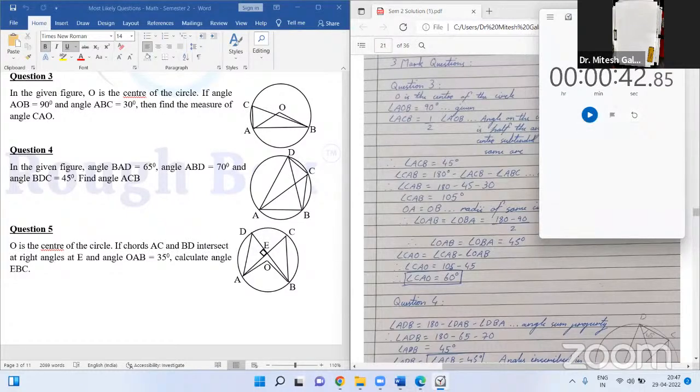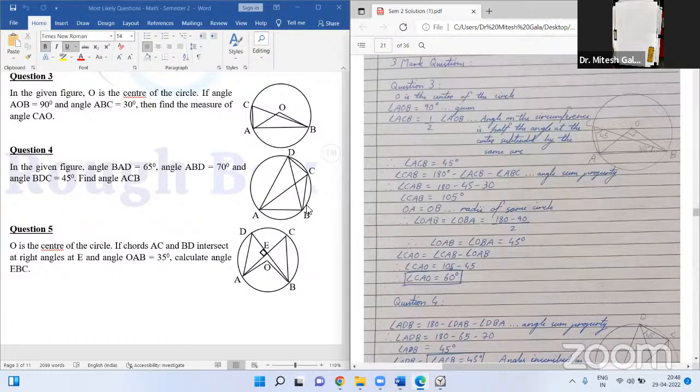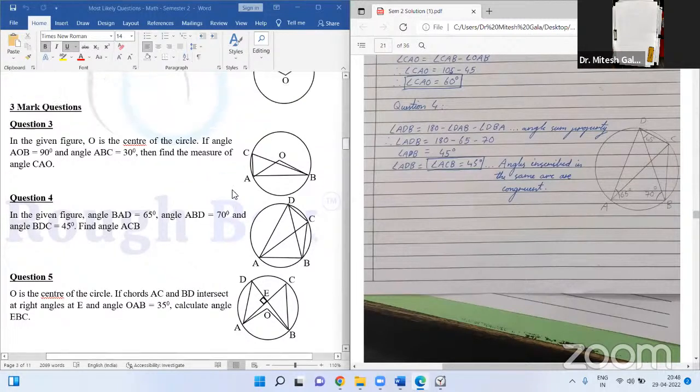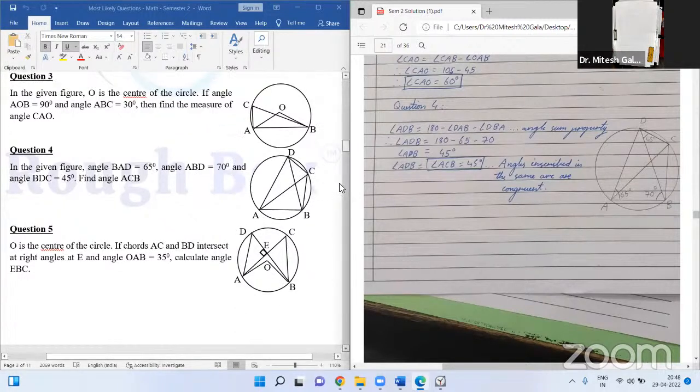Okay, let's look at the solution. So what's given is BAD, which is 65. Then ABD is 70. And your target is to find ACB. BDC is already given to you as 45. Then you can find this angle by the angle sum property and then directly say that this is equal to this. You don't even need this 45. It was pretty simple, just the angle sum property and then angles inscribed in the same arc, so this becomes 45. Are you getting it, everybody? Yes. Chalo, question number 5.